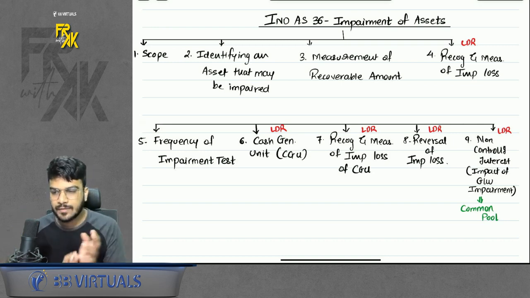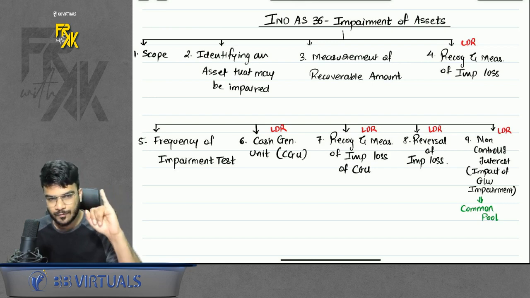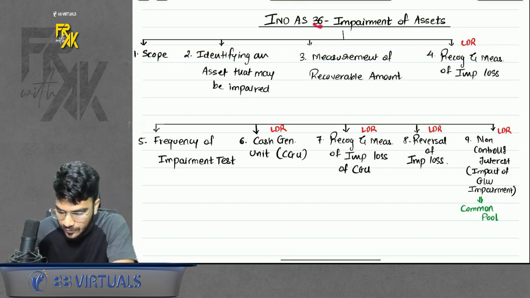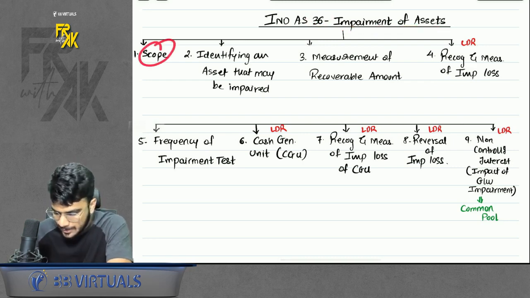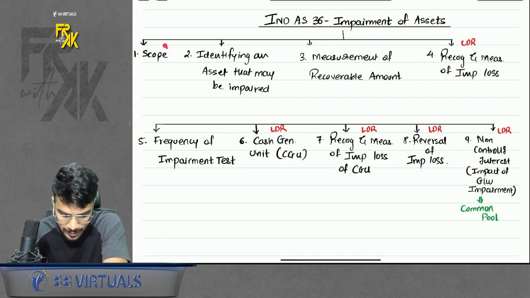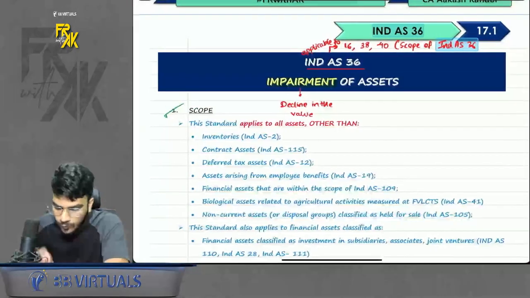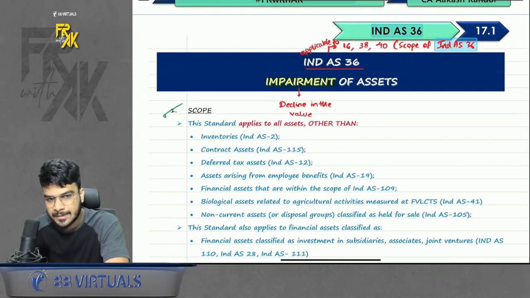Okay, so without wasting any time, let's start the revision in 3, 2, 1 and go. First of all, the number of this Ind AS was Ind AS 36. Name was impairment of assets. There are approximately 9 points to be discussed. The first point being the point of scope, that is for which all Ind AS we have to apply this impairment.